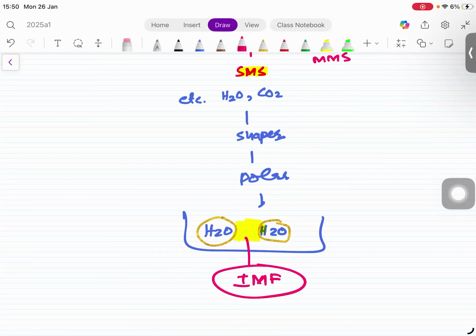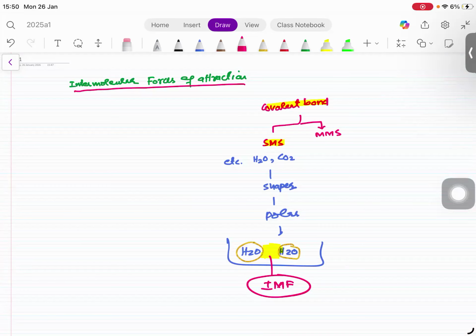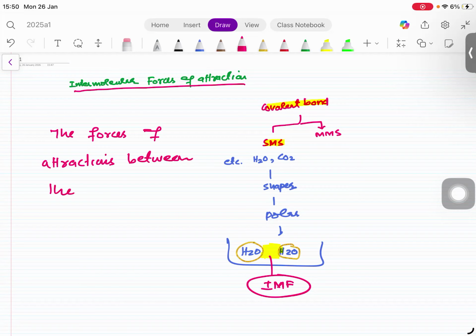How are the molecules which are formed by covalent bonds and simple molecular structure held together, if they have any force of attraction? We say yes, they do have forces of attraction present between them, and those forces of attraction are known as intermolecular forces of attraction. I hope it's clear now. So intermolecular forces are the forces of attraction between the molecules.